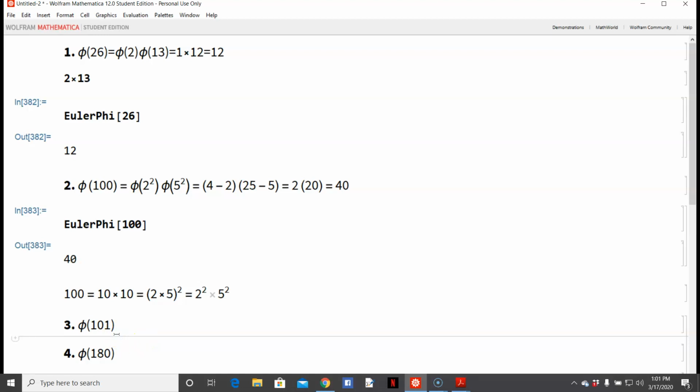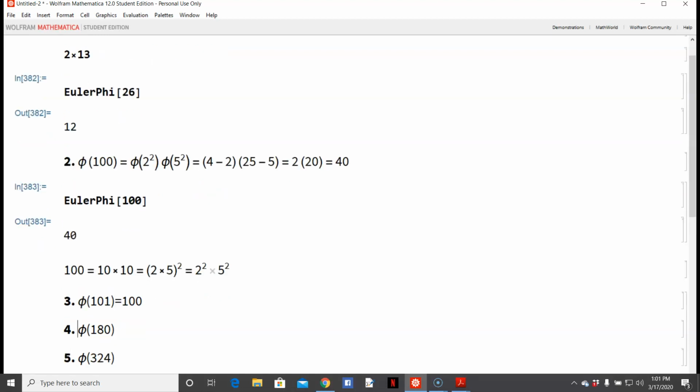Okay, moving on. Euler phi of 101. 101 is prime, so it is 1 less. The Euler phi of 180.